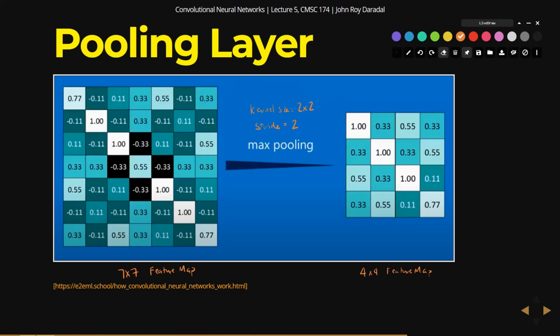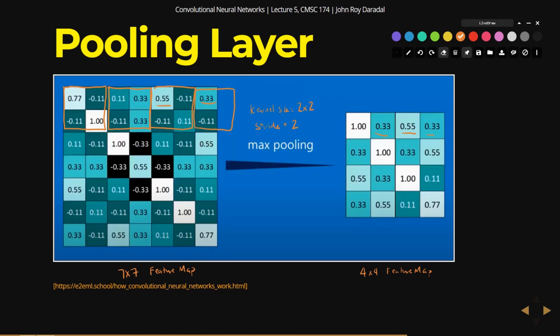So let's check. First, it should look at a 2x2 window right here, and indeed the max is 1. If the stride is 2, then it would move to the next window, which is here, and the max here is 0.33. The next window, the max is 0.55 right here, and then in the next window, well, it can't fit a 2x2 anymore, but given what we have, the max is 0.33.